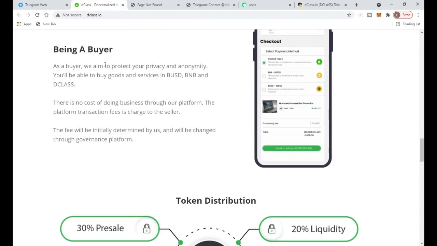As a buyer, we aim to protect your privacy and anonymity. You'll be able to buy goods and services in Binance USD, BNB and dClass. There's no cost of doing business for our platform. The platform transaction fee is charged to the seller. The fee will be initially determined by us and will be changed through the governance platform.